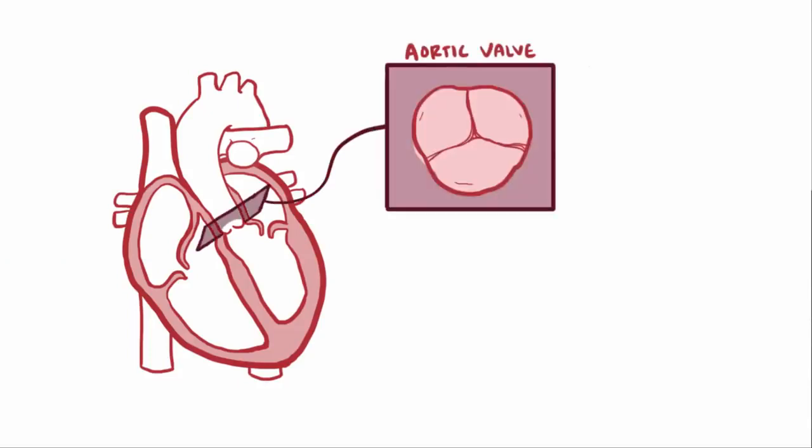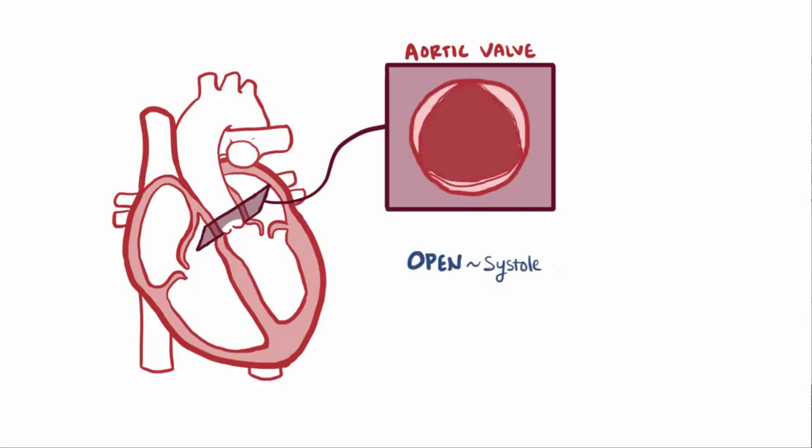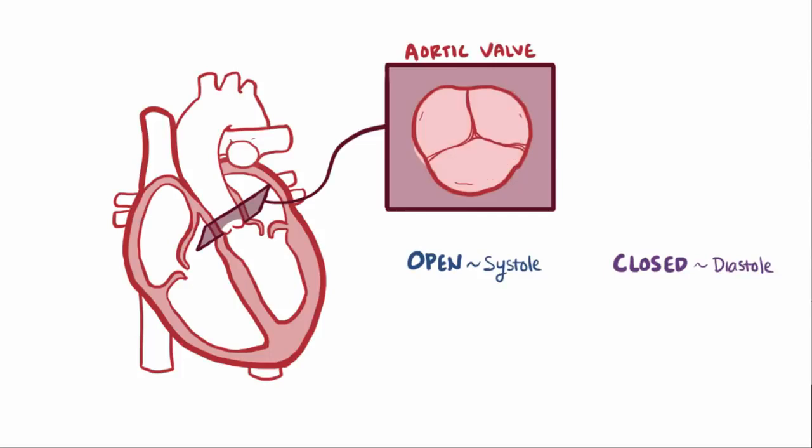The aortic valve is typically made up of three leaflets: the left, the right, and the posterior leaflet. And it opens during systole to allow blood to be ejected to the body. During diastole, it closes to allow the heart to fill with blood and get ready for another systole.